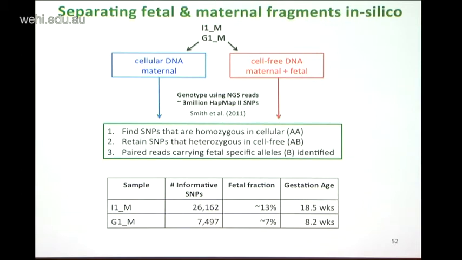For I1M, there were 26,000 informative SNPs, and for G1M, there were just around 7,500 informative SNPs. The fetal fractions were different among the two samples. I1M was further along during gestation at 18.5 weeks, so it had a fetal fraction of 13%, while G1M had 7%. And we actually calculate this using a mixture model as well as counting alleles.